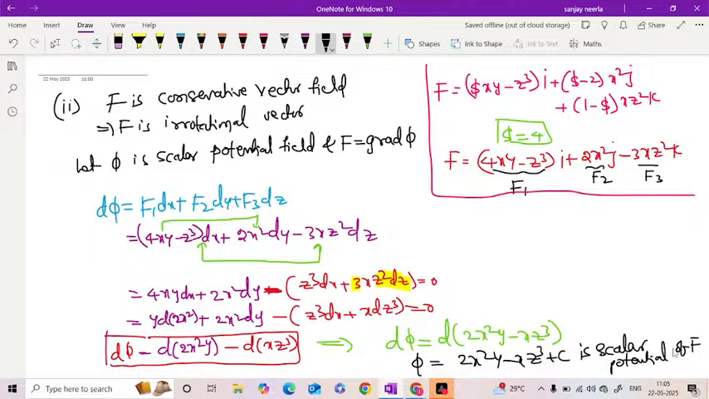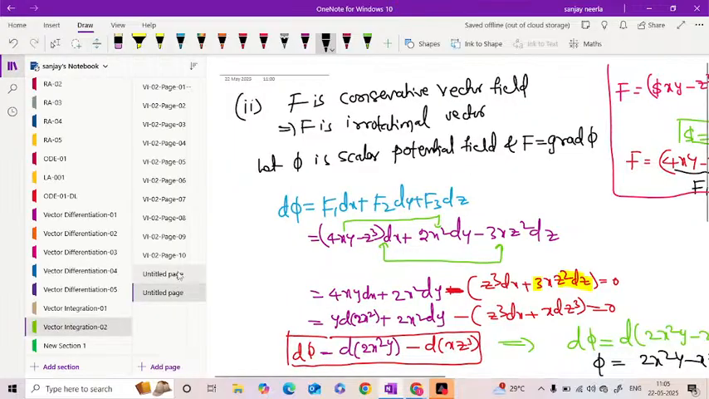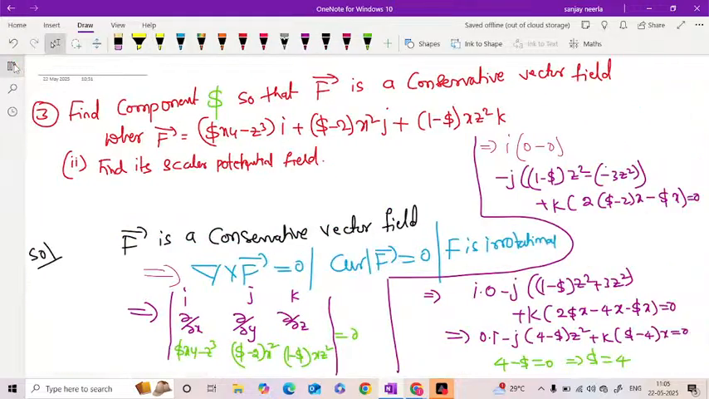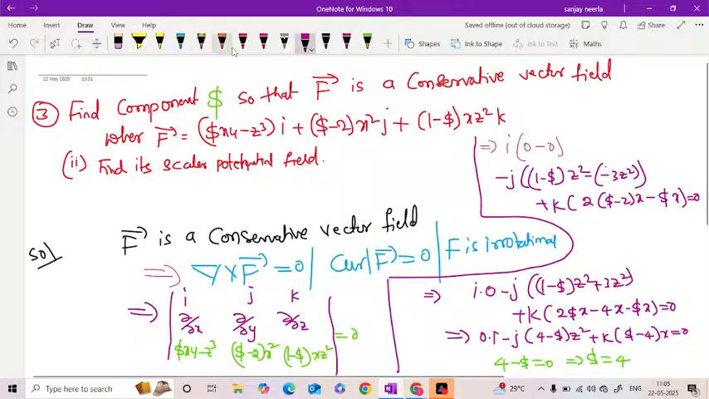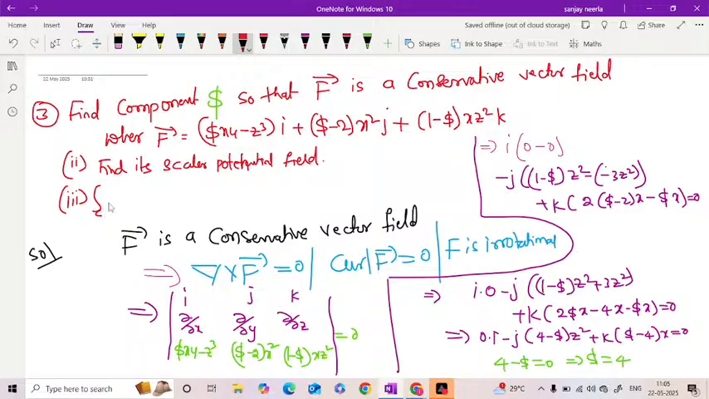of f. Okay, so that is the second sub question. What is the third sub question? The third one is just to find the line integral of f dr, where c is the path from 1, 2, minus 3 to 1, minus 4 and 7.